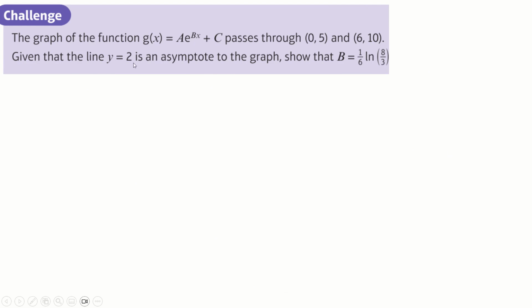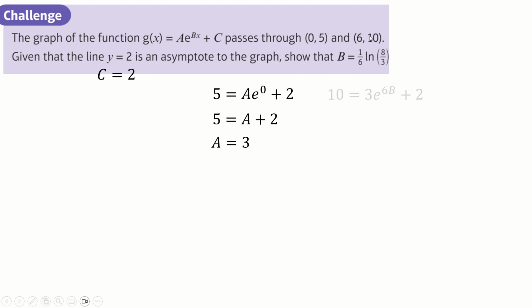So that was cool. The graph with a function that passes through this and this. If y equals 2 is an asymptote, just like the exponential we drew earlier, the standard exponential has an asymptote at y equals 0. So if it has an asymptote at y equals 2, that means it's been moved up 2 units. So therefore c is 2. So we can put that in immediately. Then when we also put in the information x equals 0, y equals 5, we get this using c as 2 at the end, and then this is 5 and this is 0. Of course, that's just 1, so a plus 2 is 5, so a is 3.